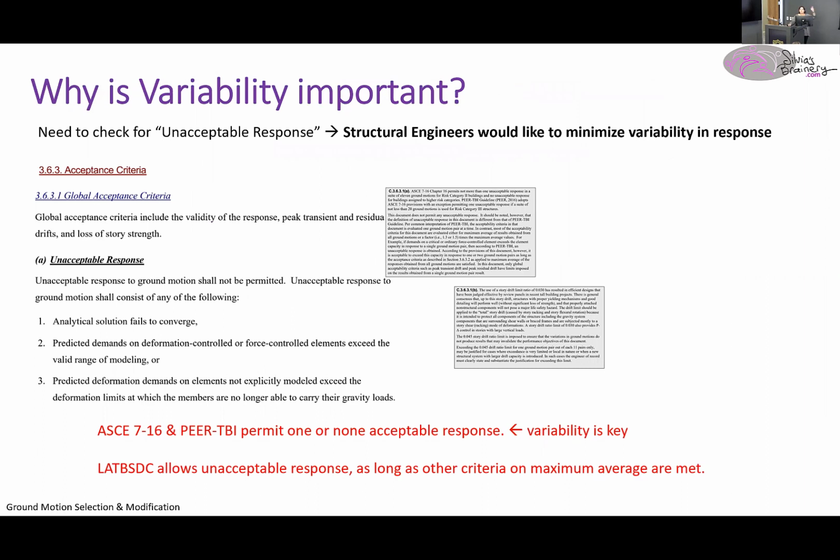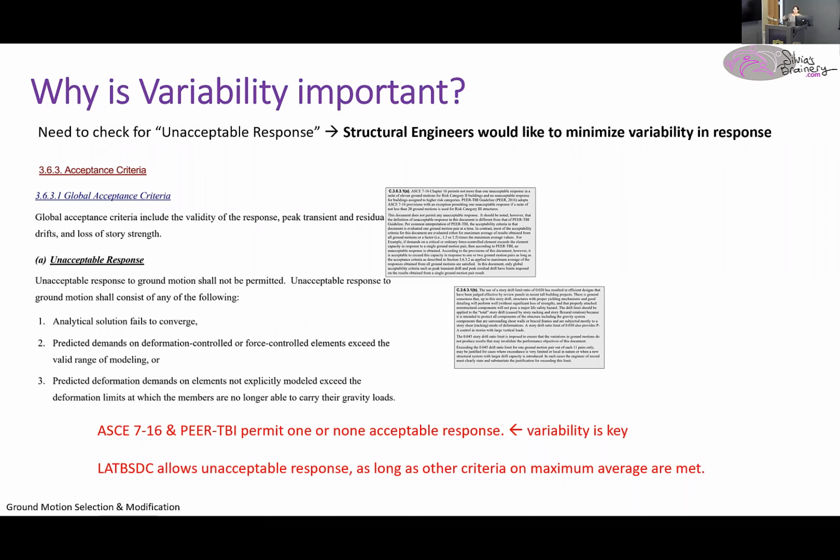And again, why is variability important? We're all talking about it now, because this is another chapter 3 in the LA tall building seismic design council code. It talks about acceptance criteria, and it also compares it to ASCE 7-16. And ASCE 7-16 pretty much checks the averages and the mean response, but also looks for unacceptable response. What's really your maximum demand on your element? And that's where the variability comes in.